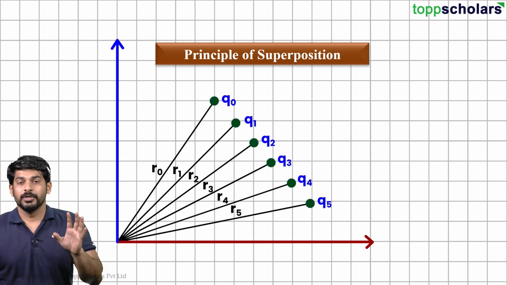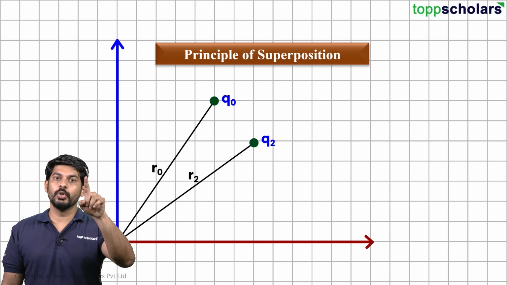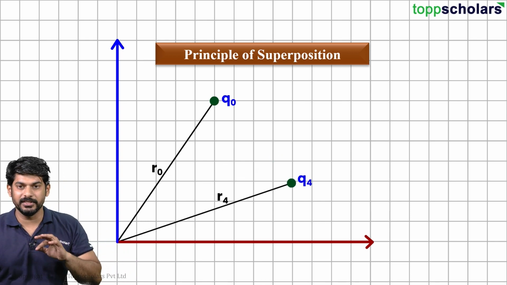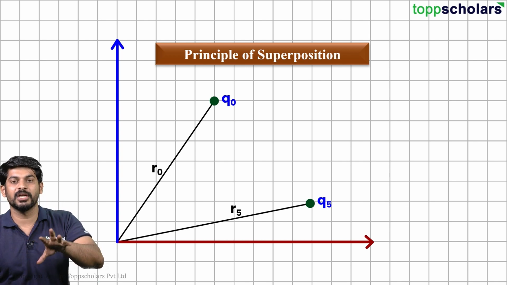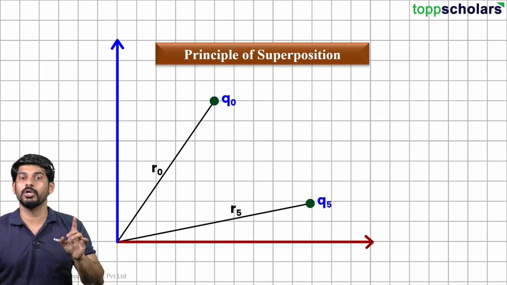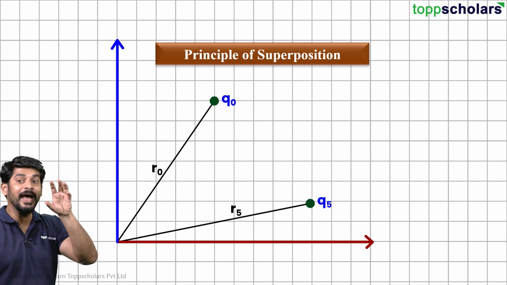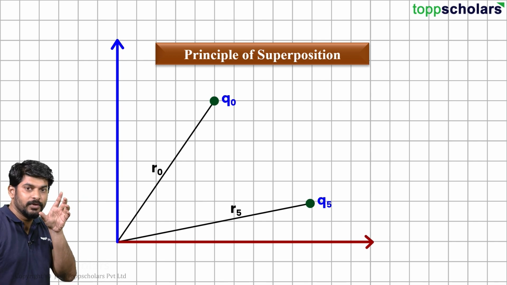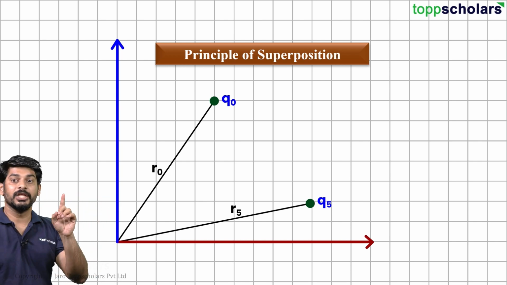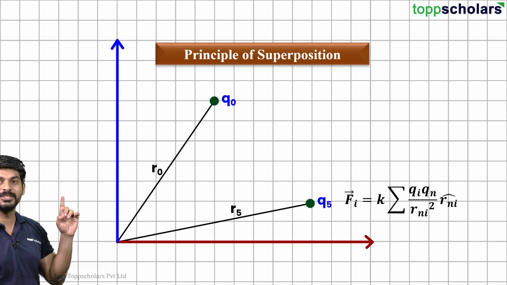Now here we can understand this with a diagram. Here we have the Q0 charge, isn't it? And there are different charges, as we can see here. All of these charges are going to exert individual forces on the Q0 charge, isn't it? So all these forces will be added up vectorially. So there will be a vector sum of all these forces acting on Q0. So this is what the principle of superposition states actually.